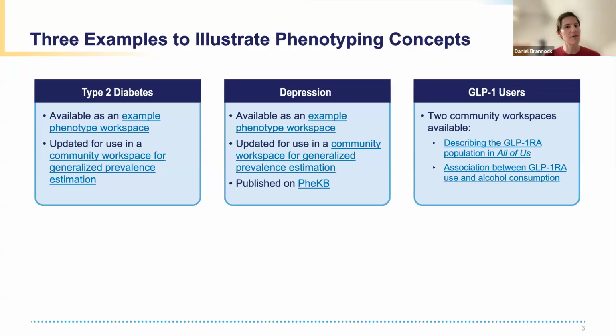And each of these are actually available as community workspaces. For most of these, for the first two, we used some existing phenotype workspaces within All of Us and adapted it for our purpose and then published those results in a community workspace. And then for the GLP-1 users, we defined it de novo for our project. And you'll have access to these slides after, and so you can click on these links and actually look at exactly how the cohorts are defined within those community workspaces.